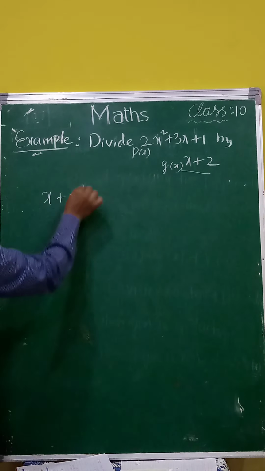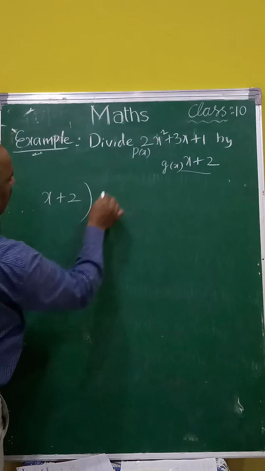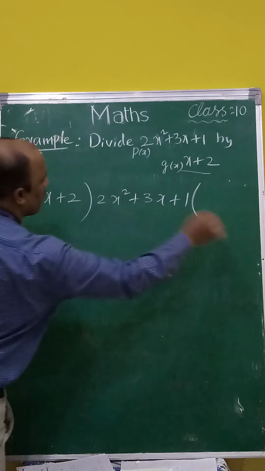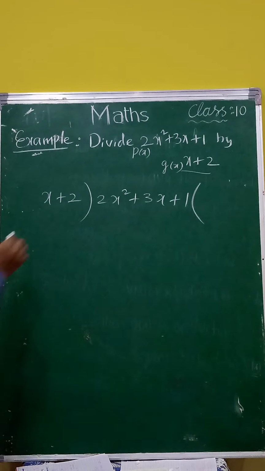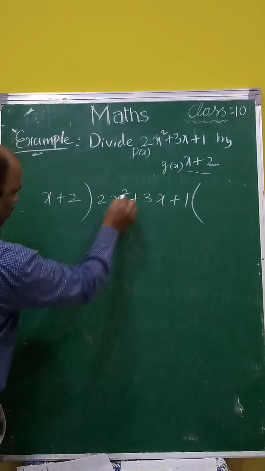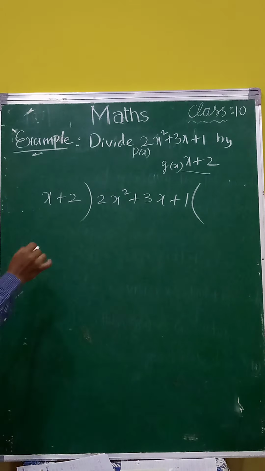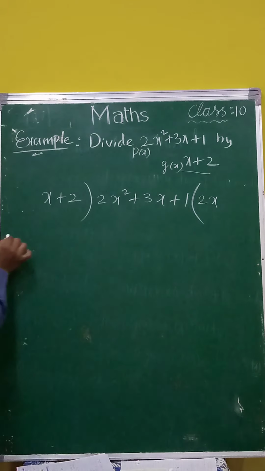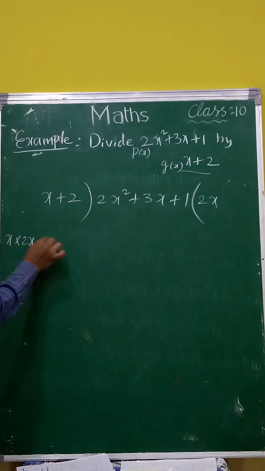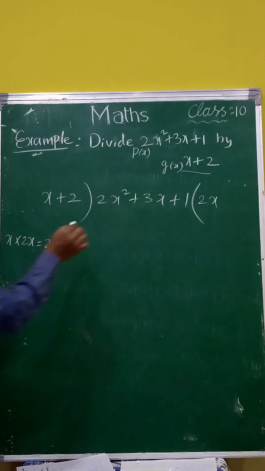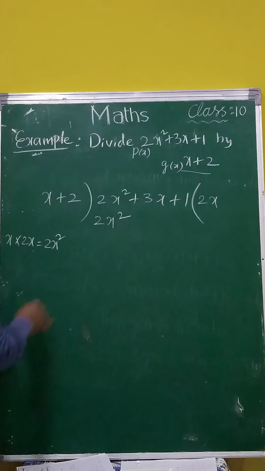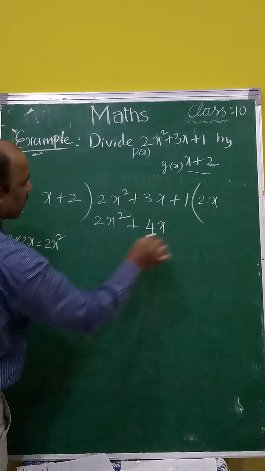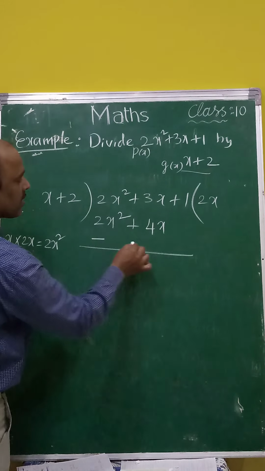X plus 2, then 2x square plus 3x plus 1. What is the first term? 2x square, power 2, and here x power 1. Multiply x with 2x. X into 2x is 2x square. Right, here 2x square, the first term. Second term, 2 into 2x is 4x. Now subtract.